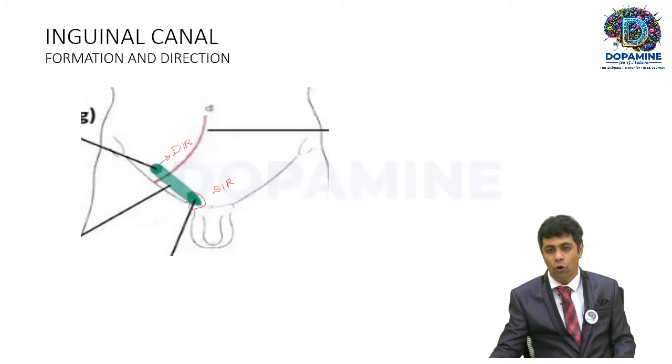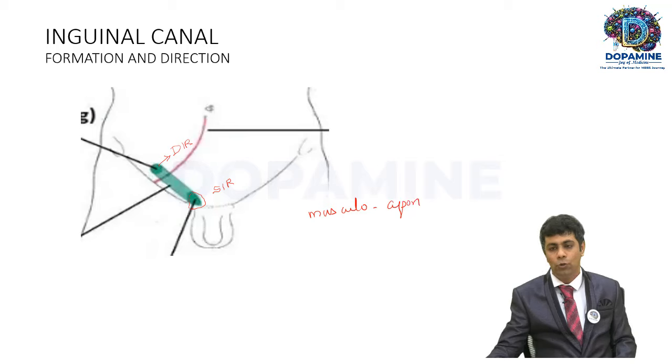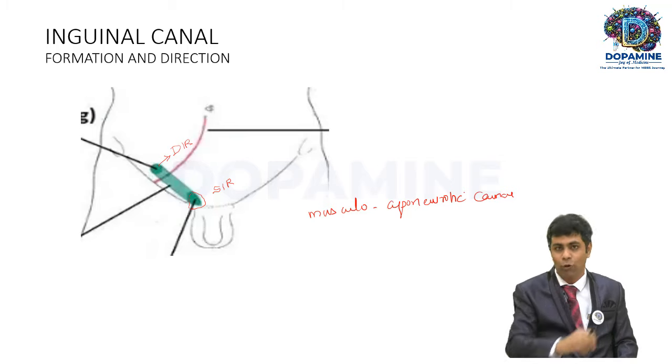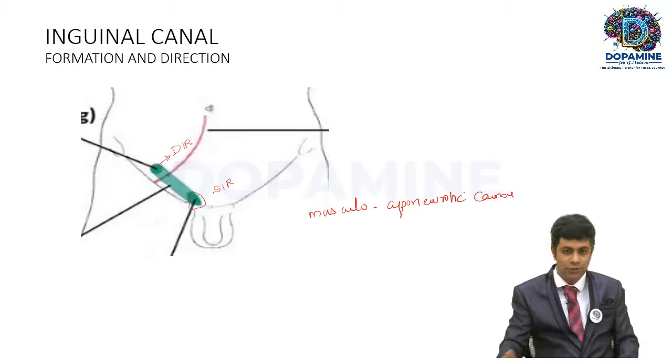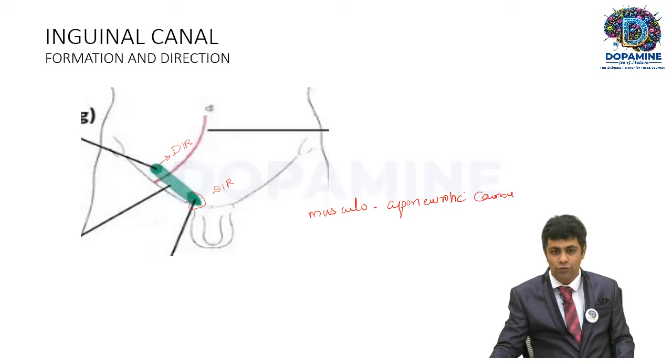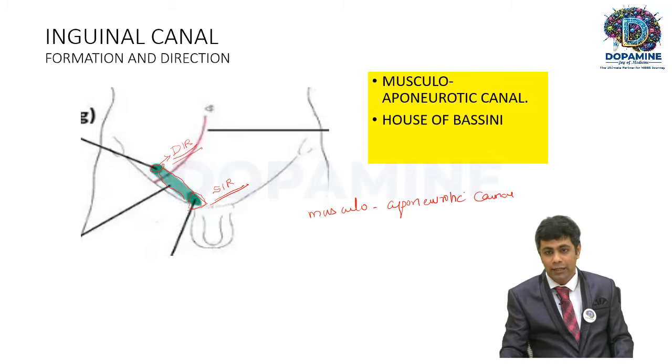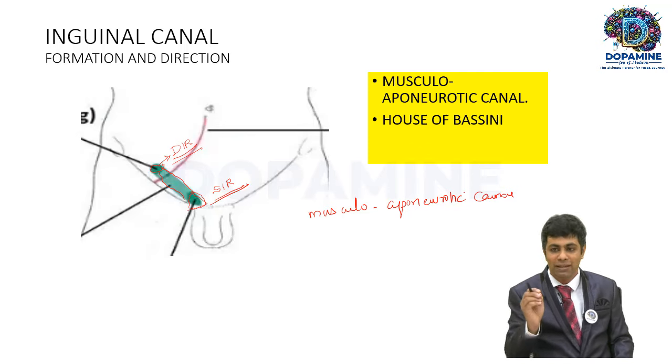So this is a musculo-aponeurotic canal, which means this canal has got a muscular opening and also an aponeurotic opening. We will come to that in a bit. The extension of the canal starts from the superficial inguinal ring and goes to the deep inguinal ring. So let us discuss what the superficial inguinal ring and the deep inguinal ring are, for further understanding. I told you it's a musculo-aponeurotic canal, and this is also called the house of Bassini.